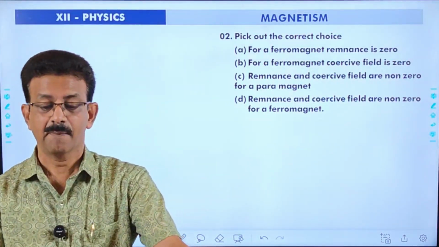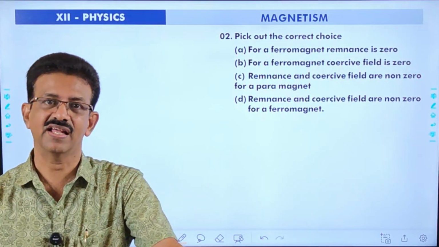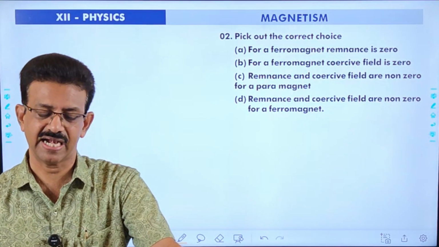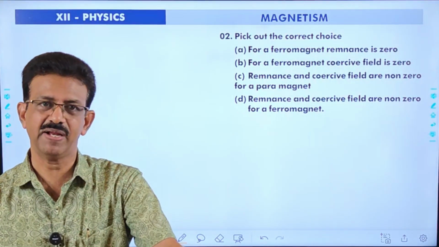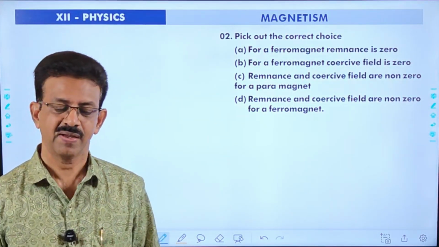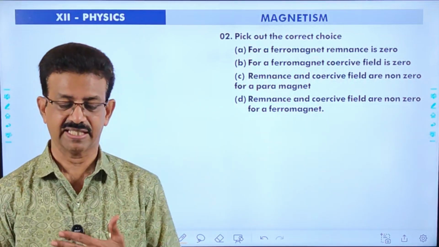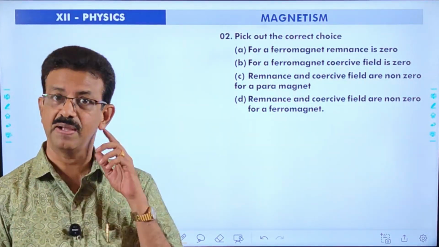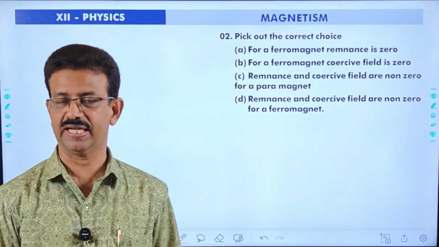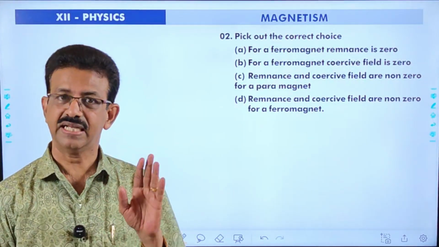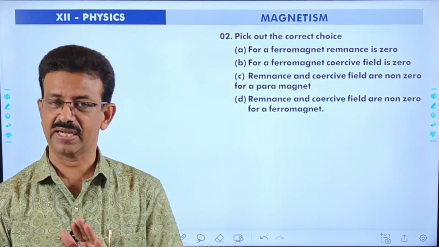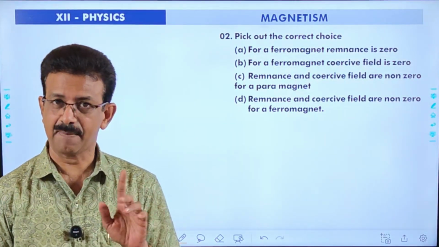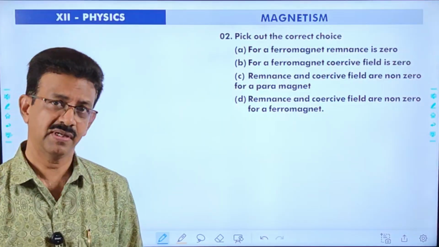Question number 2. Pick out the correct choice. Again, another theoretical question, and this is about ferromagnet, paramagnet and diamagnet. First, I will explain what these materials are, what the nature of these three types of material is. Based on magnetic behavior, materials are divided into three: dia, para and ferro.